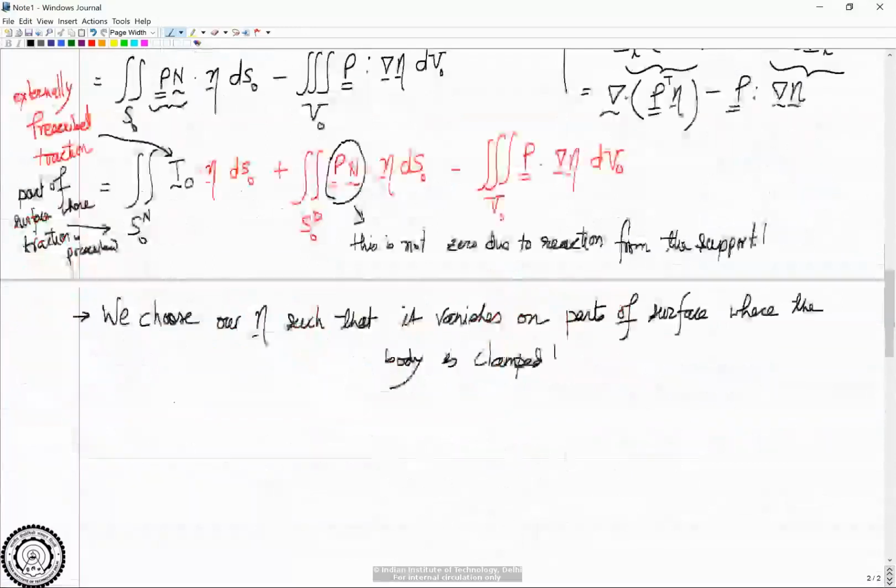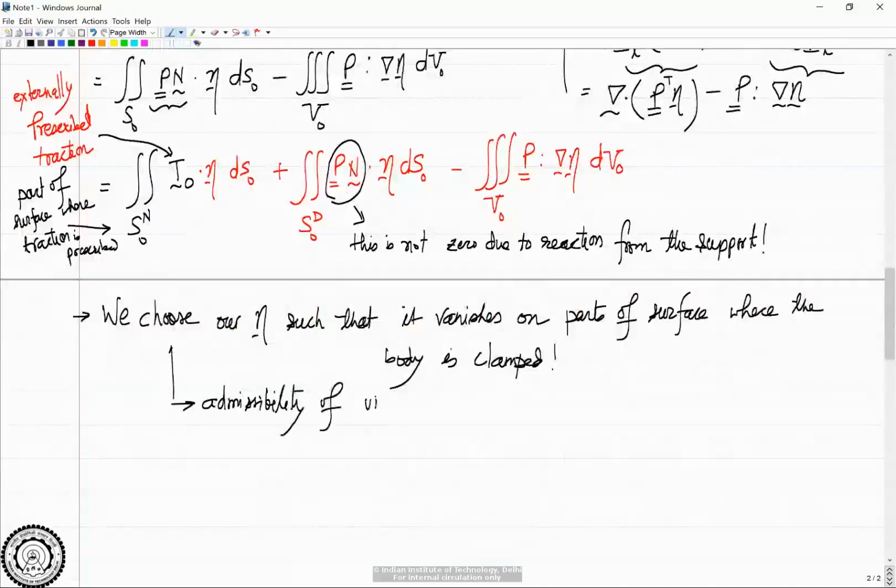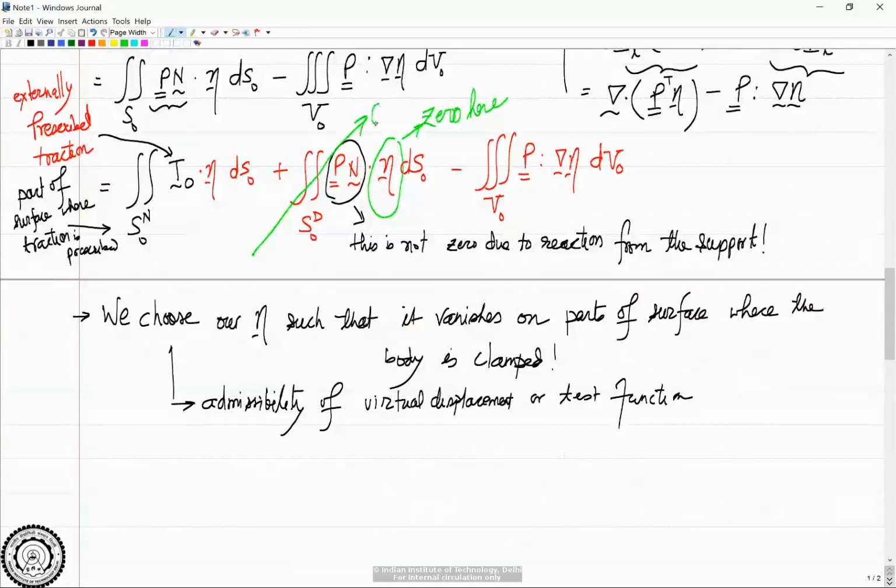This is also called the admissibility criteria. This decides the admissibility of virtual displacement or test function. Now, because of this admissibility, this eta is therefore 0 here, and therefore this whole thing then becomes 0.